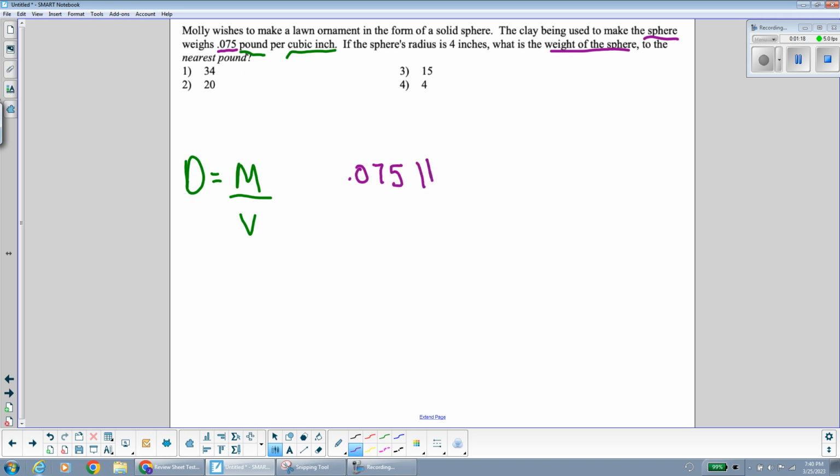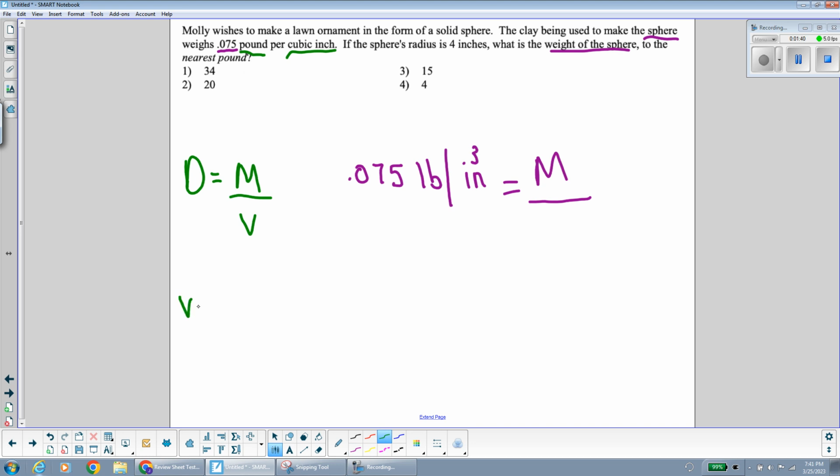0.075 pounds per cubic inch, and it's important that we write the units because sometimes we are going to need to do conversions in our questions, and writing out the units helps us to see if we do need to do a conversion or not. We're solving for the mass, so I can't fill that in. I'm going to have to find the volume of the sphere.